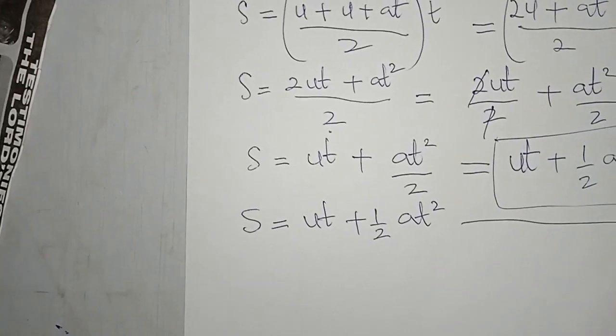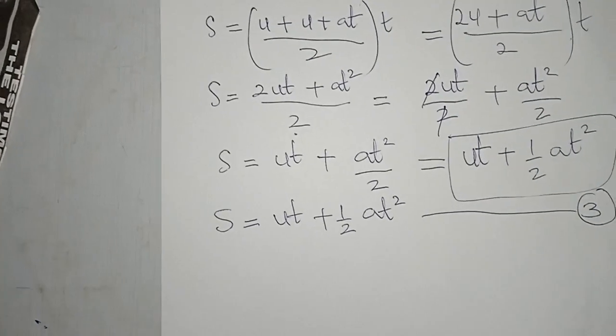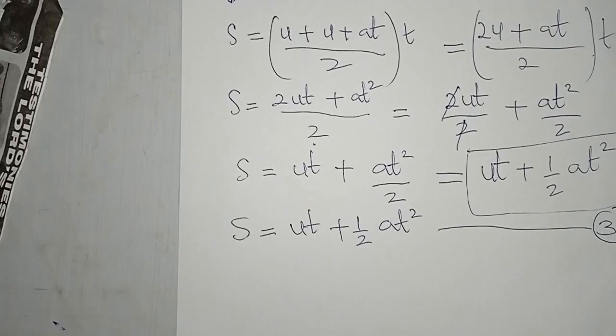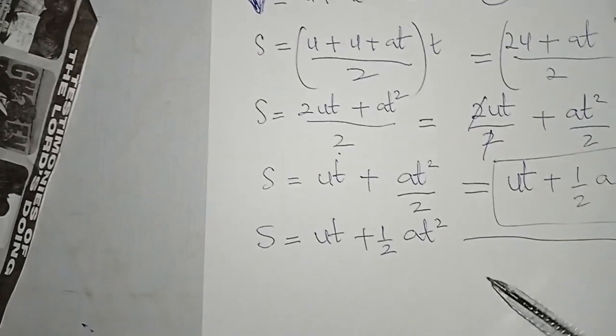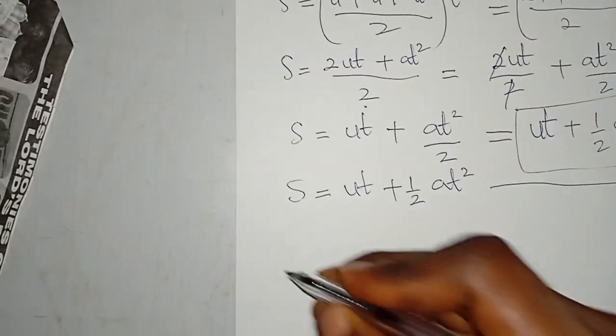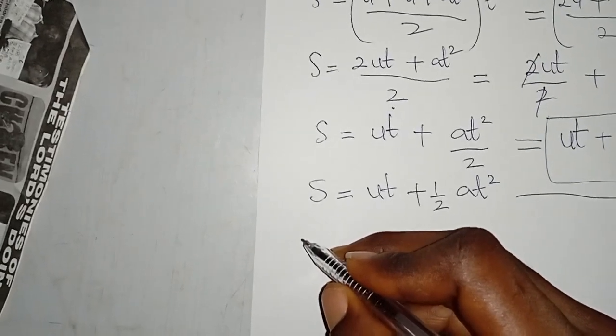This is equation 3. If you still remember, this is equation 2a. So if you carry equation 2b and plug it in anywhere you see v, you will get equation 3b. But we are not doing that today. So let's go to the fourth one, the fourth equation of motion.